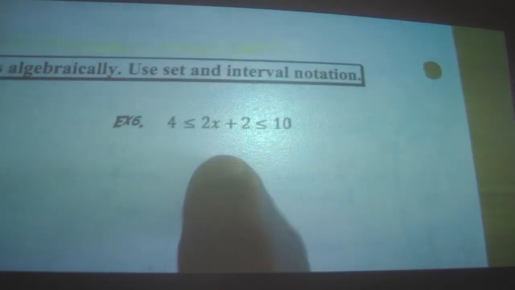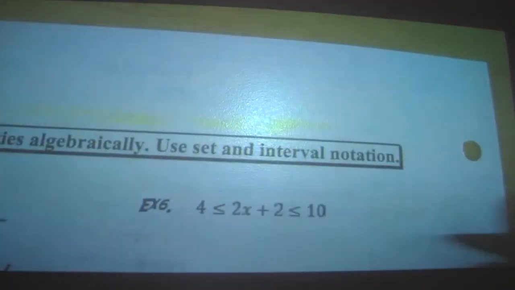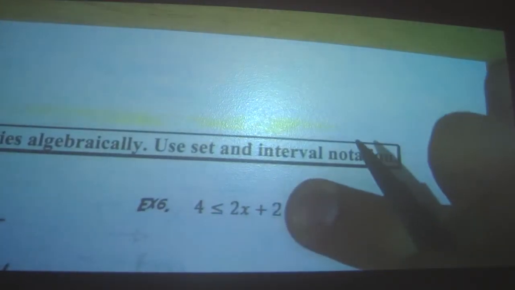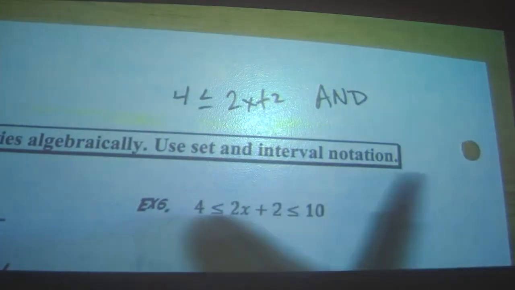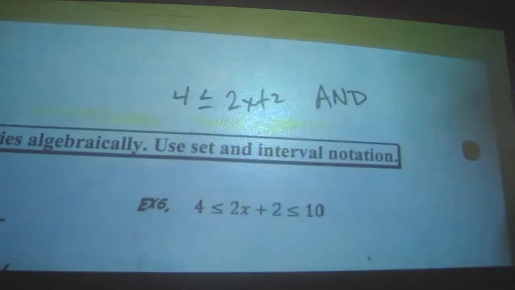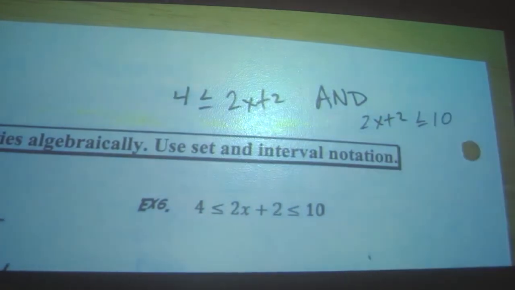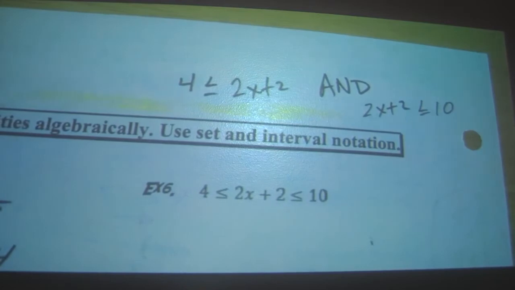Now, again, we have an and. I don't do it this way, so I'm going to write it, but this is not how I'm going to solve it. You could split this up. Some people like to do it this way. That's fine. I got 4 is less than or equal to 2x plus 2, and because they're smushed together, I cover this up and I write 2x plus 2 is less than or equal to 10. You could break those up separately and solve it, okay?